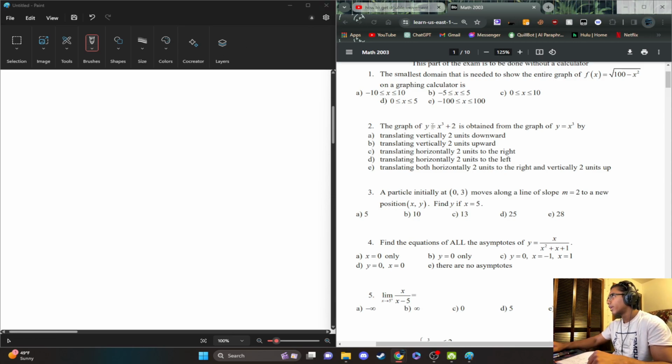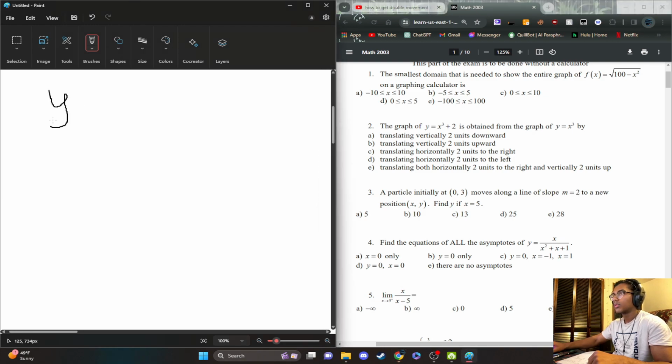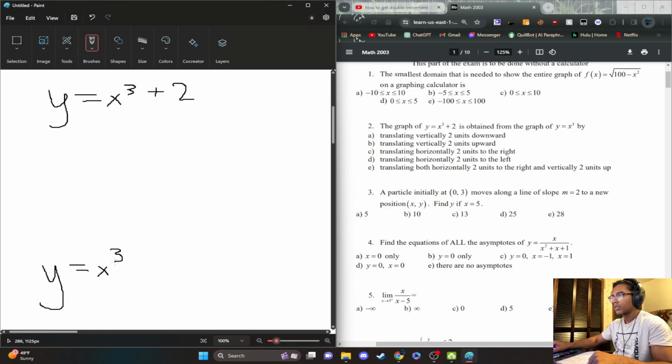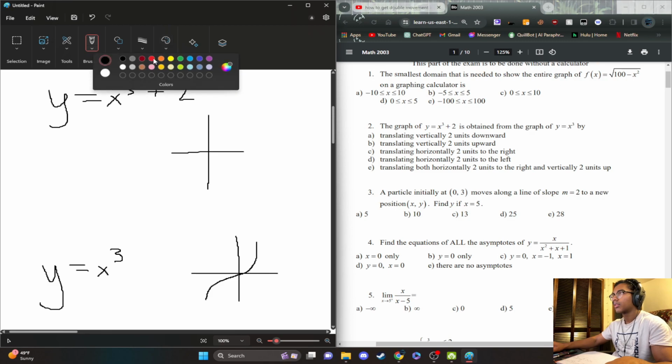The graph of y equals x cubed plus 2 is obtained from the graph of y equals x cubed. Okay, so let me give a visual demonstration. So y equals x cubed. This is what y equals x cubed looks like. So they're saying that it went from this and transformed to this graph right here, y equals x cubed plus 2. So they're asking what's the change that occurred.